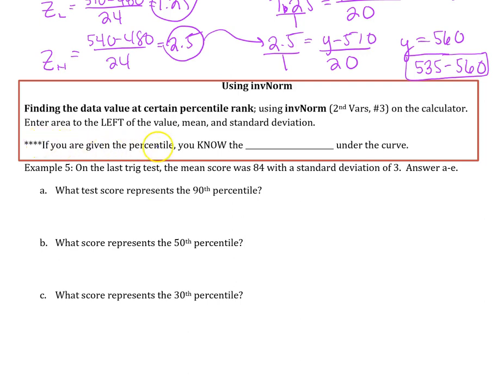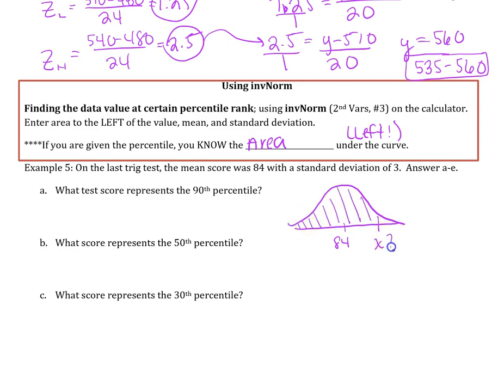So if you are given the percentile, you're going to know the area under the curve. And again, this is specifically the area to the left. That's important to know. So for example, on a trig test, your mean score was 84 and standard deviation was 3. What score would represent the 90th percentile? So what would you have to get to be able to be like, yeah, I scored better than 90% of people on this test? So essentially what this means is in a normal distribution, here's your center at 84. Okay, and the 90th percentile, well, you got to figure is somewhere way over here. I'll just call it X.